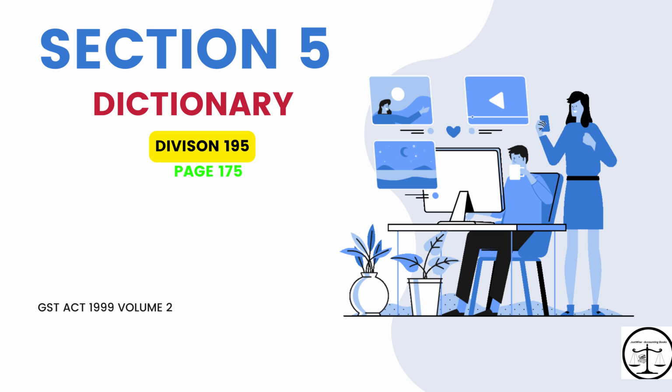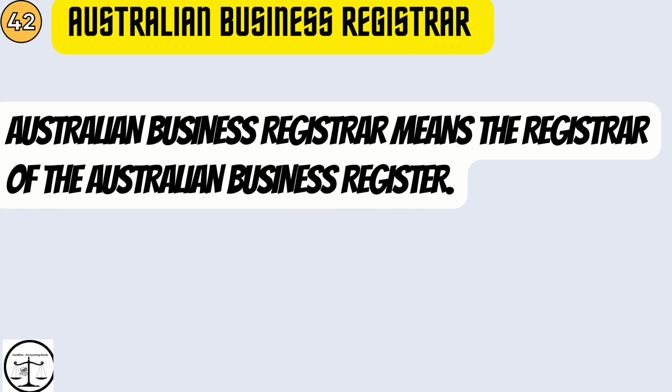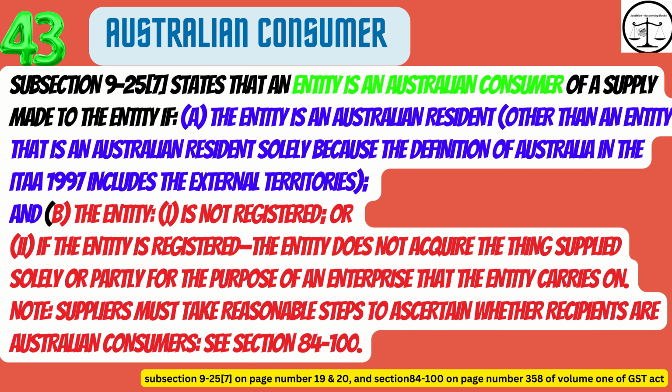Now we will have a look into our fifth part, that is page number 175 of Division 195. Word number 42. Australian Business Registrar means the Registrar of the Australian Business Register. Word number 43. Australian consumer has the meaning given by subsection 9-25(7) and affected by section 84-100.